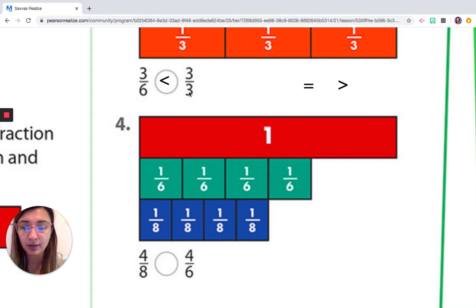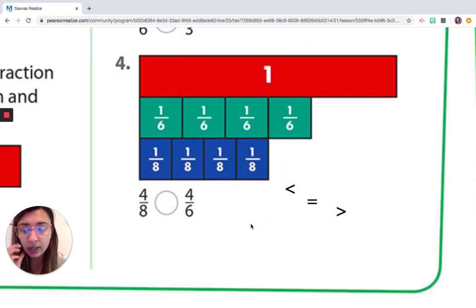Let's move our signs down to number 4. It wants to know 4/8 is what of 4/6. We can see that 4/8 is smaller than 4/6, so we make sure our sign points to the smaller denominator. This is going to read 4/8 is less than 4/6 because we can see that 4/6 is taking up more of the whole than 4/8. Hope that makes sense. I'm crossing my fingers for this last video that it makes sense.